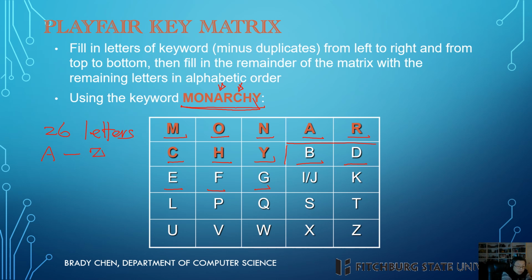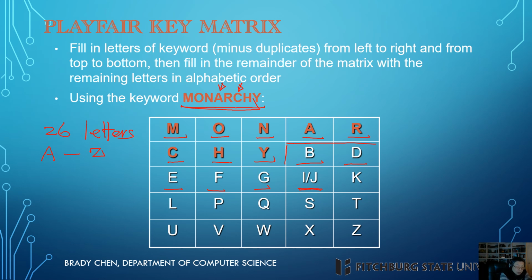The matrix is 5 by 5, which contains a total of 25 positions, 25 slots. So somehow we have to fill 2 letters in one position, right? Now, typically we're going to choose I and J. Why? Because both I and J are less frequent letters in English paragraphs. So typically we're going to combine the I and the J in one position.